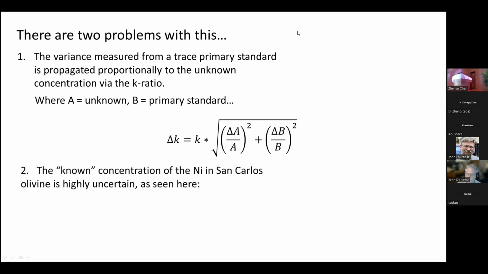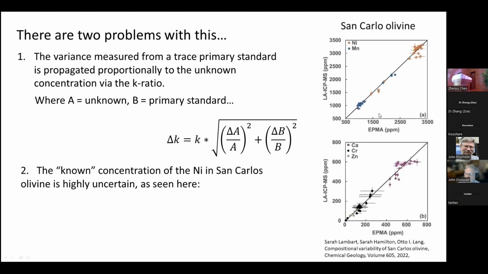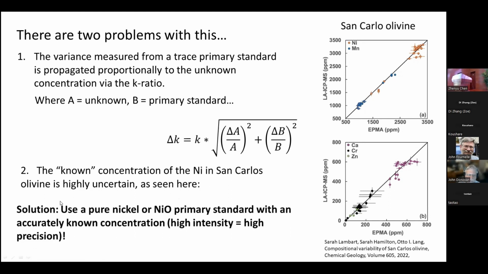But the second problem is even worse. The known concentration of nickel in San Carlos olivine is very, very uncertain. And I don't know if you can see this so well. Maybe I'll put it over here. But the nickel concentration is the orange circles here. And as you can see, they vary from about 1,500 ppm to over 3,000 ppm. This is not a small disagreement. And so depending on which grain of San Carlos olivine you're using, as John Fournelle pointed out, you are going to have problems. So the solution here is maybe use a pure nickel or pure nickel oxide primary standard.